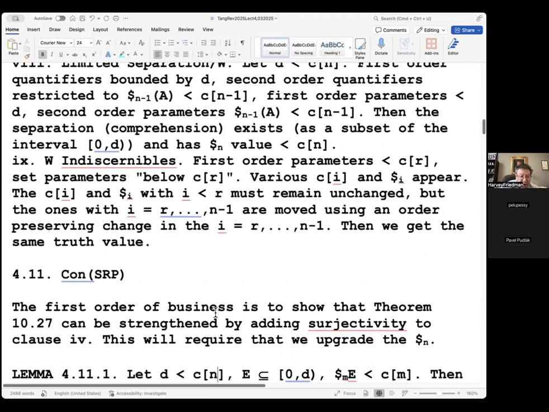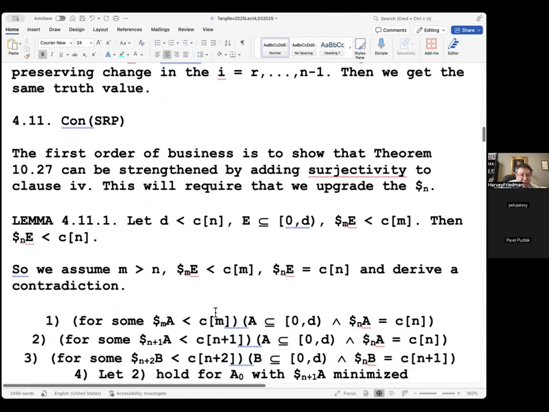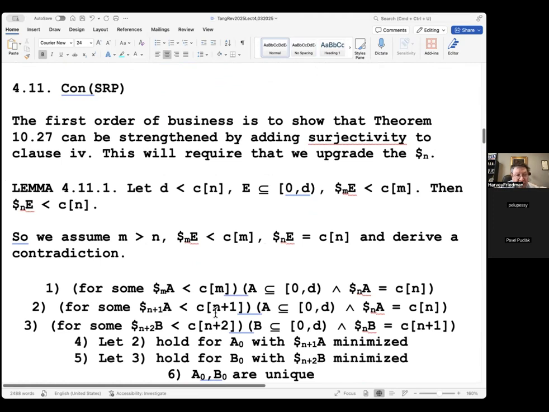So now we are in chapter 11, I mean, excuse me, section 11, chapter 4, and it's appropriately titled Con SRP. And the first order of business is to show that theorem 10.27 that we just discussed can be strengthened by adding surjectivity to the clause about the dollar signs. This is going to require that we upgrade $n. Now, it's fairly obvious how you want to upgrade $n. You want to make sure that it's surjective.